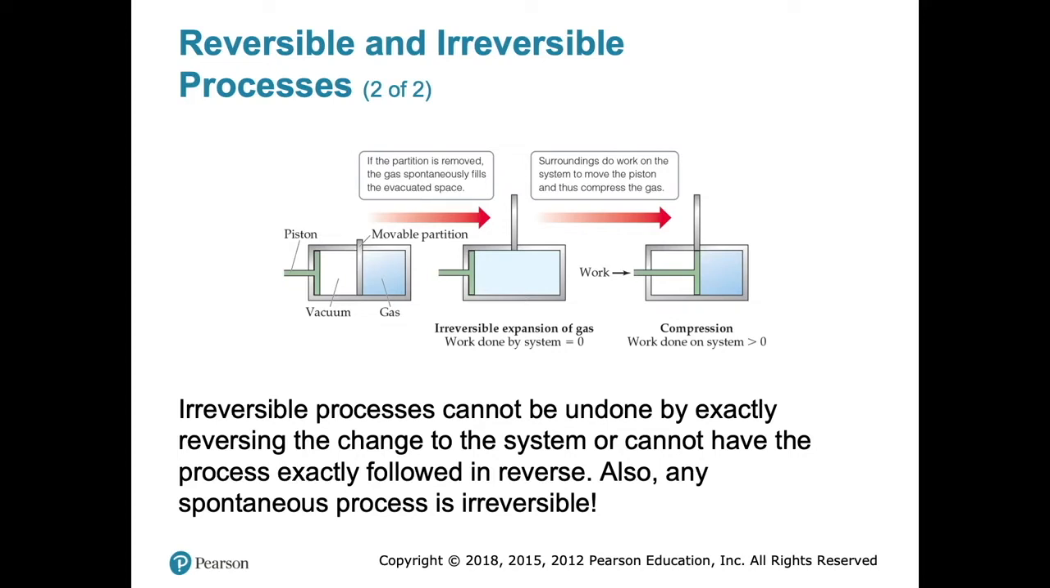And so in this case, exactly reversing the change to the system would be putting this partition back down, right? Or the process cannot be exactly followed in reverse. Well, that means pushing this partition down, and then it automatically goes back, right? So what you have to do is do the work. So also, any spontaneous process is irreversible, okay? Any spontaneous process is irreversible.